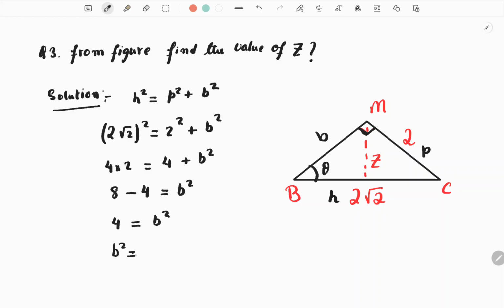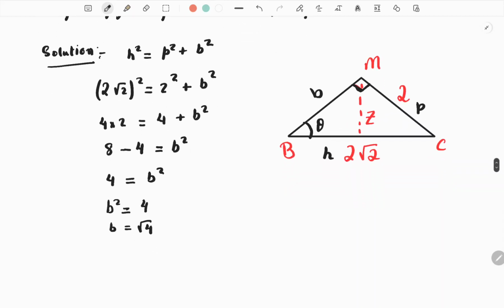B square is equal 4, or B is equal root 4. So square root of 4 is 2. So we can simply write B is equal 2. So now we have to find the value of Z.